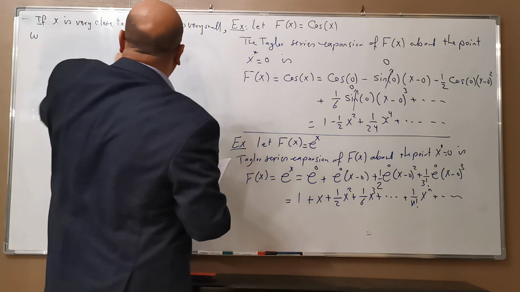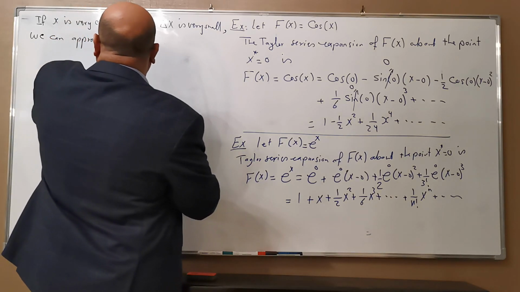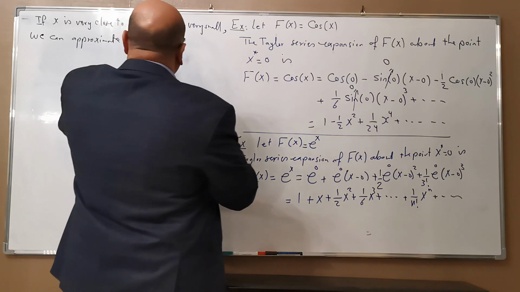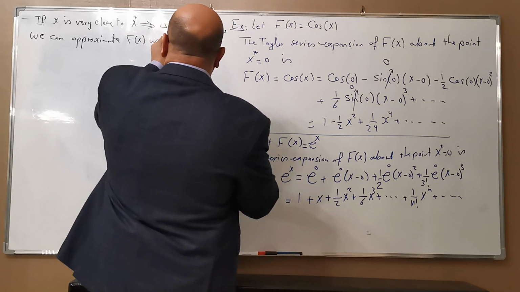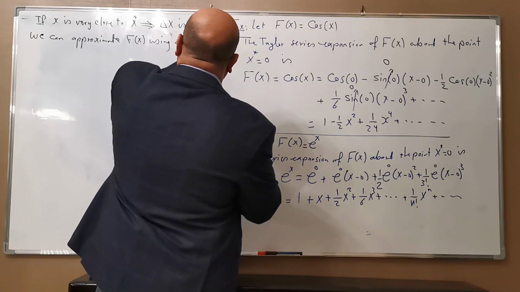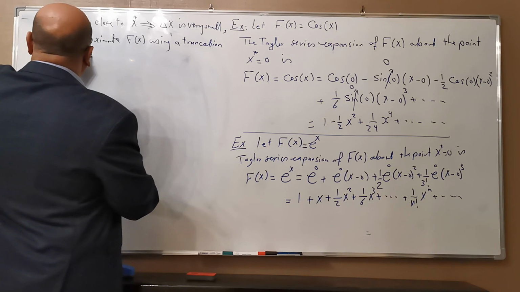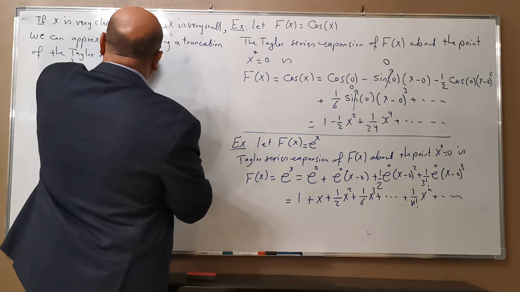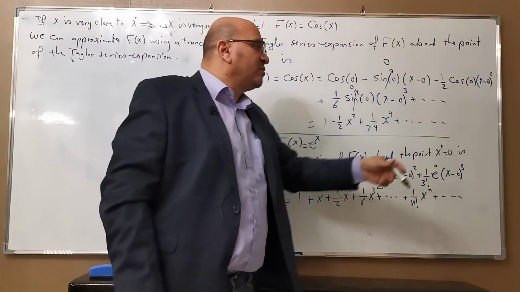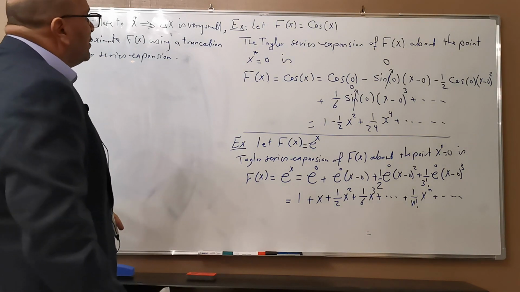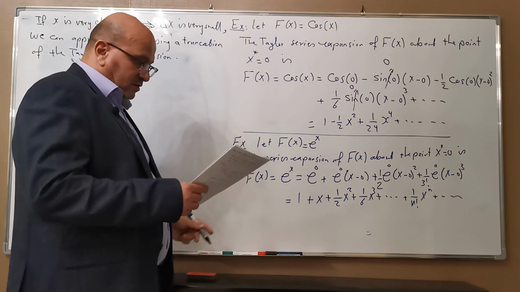We can approximate f of x using a truncated version, a truncation of the Taylor series expansion. So if delta x is very small, the fourth order, the third order, the second order, and all of those will be very small values, so you can truncate the Taylor series expansion and have a good approximation for f of x using the Taylor series expansion.